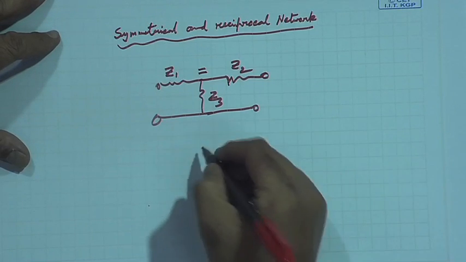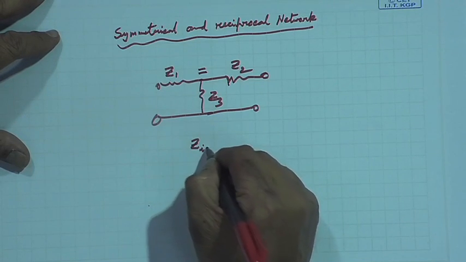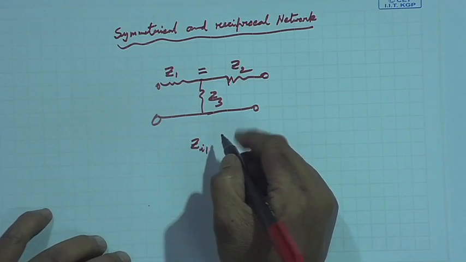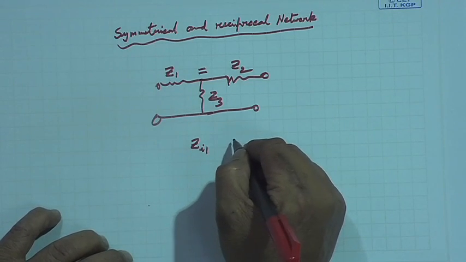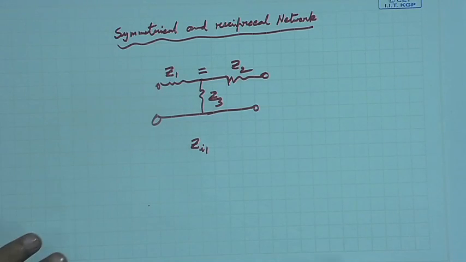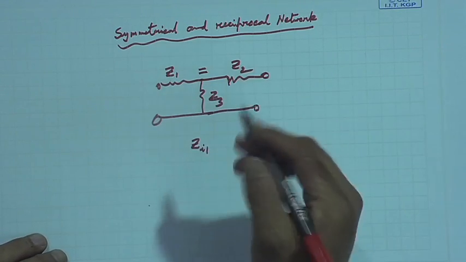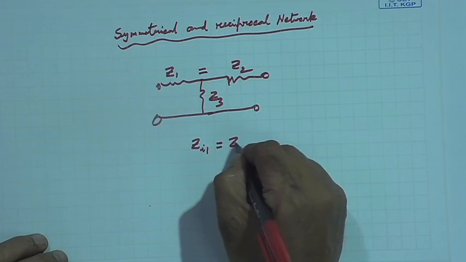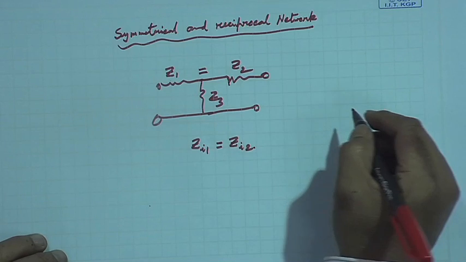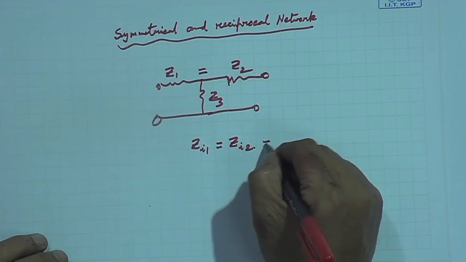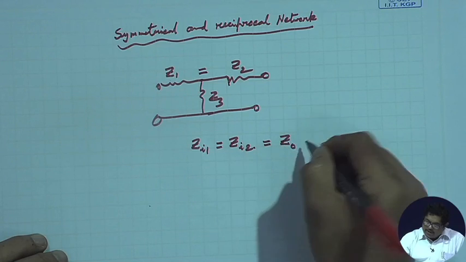So, what happens to Zi1, my image impedance Zi1, and you see the expressions of Zi1 and Zi2 already derived. The moment Z1 and Z2 are same, they become equal. So, for a symmetric network, Zi1 and Zi2 are equal. That we generally call Z0.